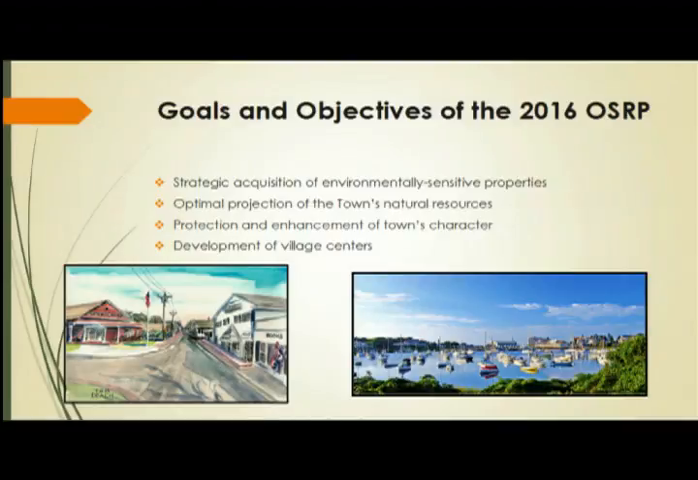So real quickly, the goals and objectives of the 2016 Open Space and Rec Plan. These are right from this document, which is available online on the town website. And it's strategic acquisition of environmentally sensitive properties. We'll talk a little bit about criteria as we go along for looking at those properties and picking them. Optimal protection of the town's natural resources, protection and enhancement of the town's character, and development of village centers.